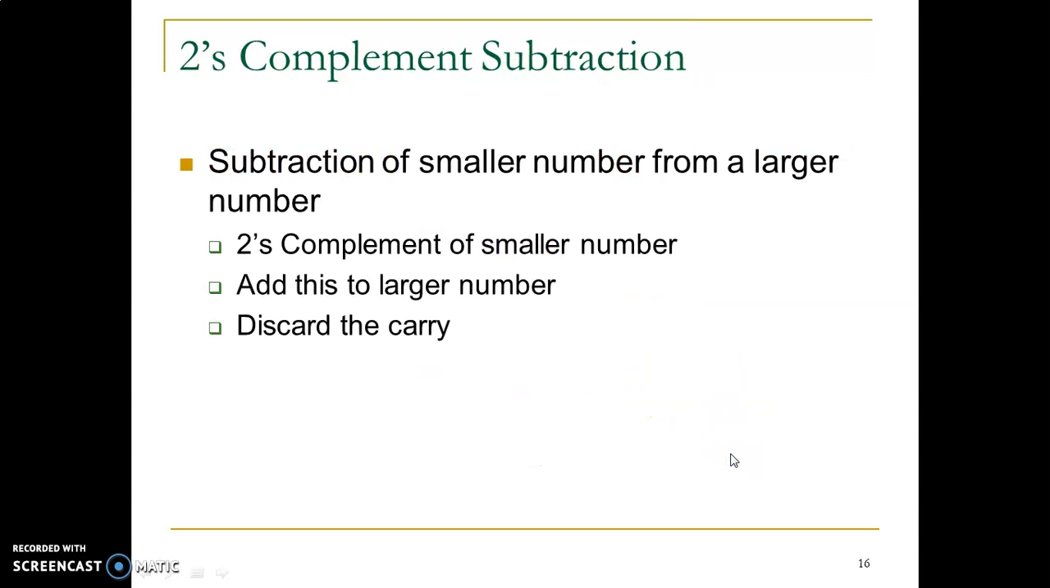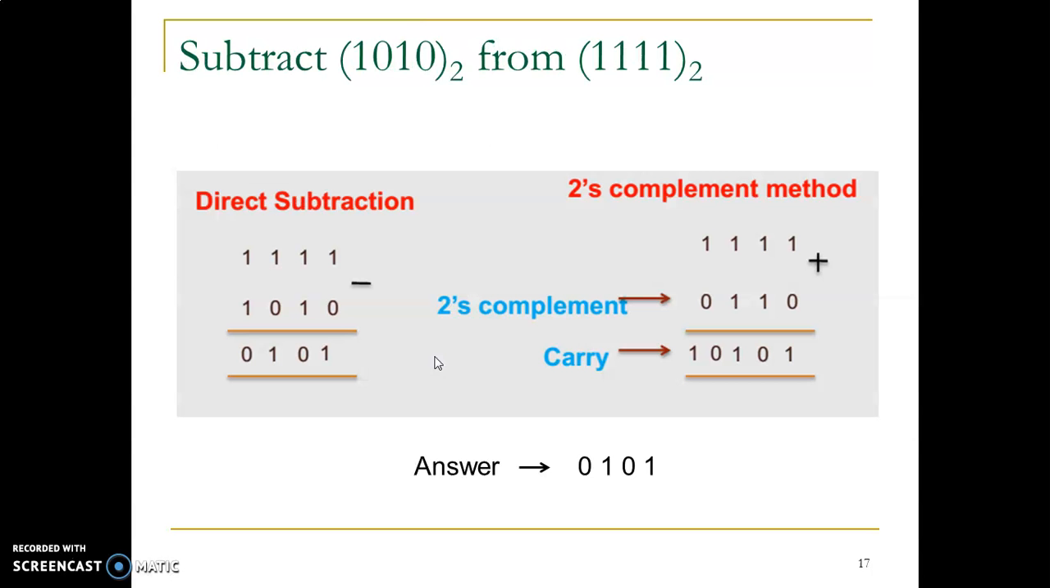2's complement subtraction. The 2's complement subtraction of a binary number is done by following these steps. First we see how to subtract a smaller number from a larger number. First determine the 2's complement of the smaller number. Then add this to the larger number. Then we will have a carry. We have to discard this carry. Now we will see how to subtract 1010 from 1111.